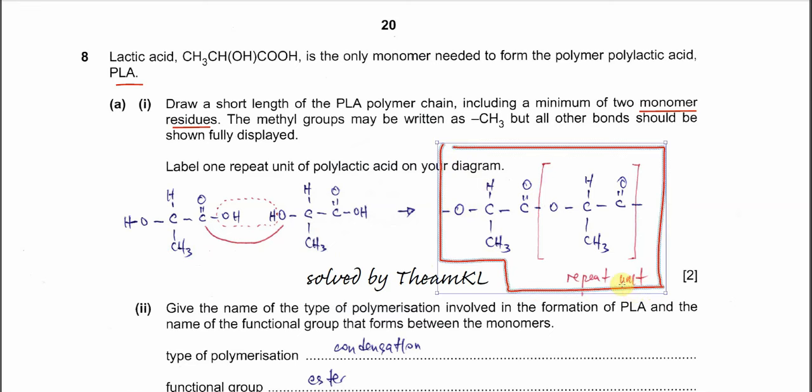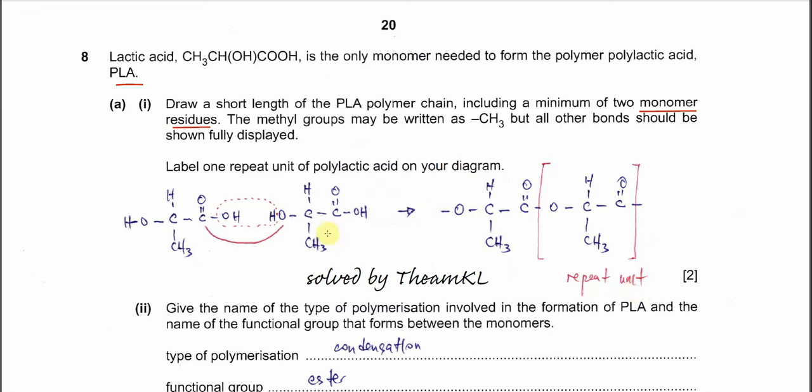Let's use 2 monomers, because this lactic acid has 2 functional groups, hydroxyl and carboxyl. The hydroxyl, meaning the OH, will react with the COOH and it will undergo condensation. So it will react and form H2O. After that, the new bond forms, meaning the C and this O will form a new bond and form an ester group.